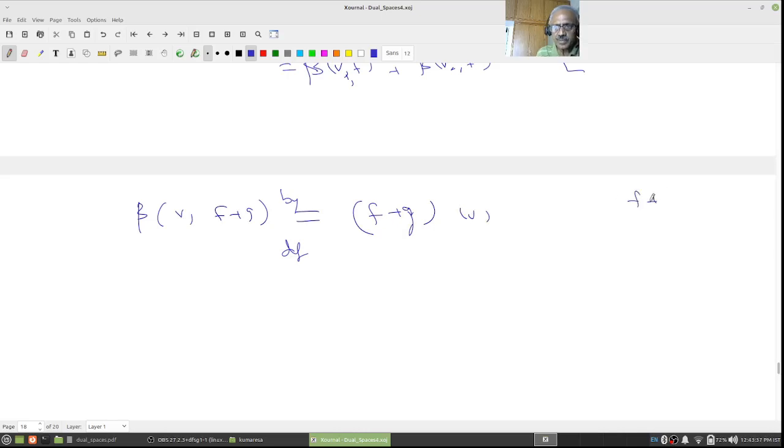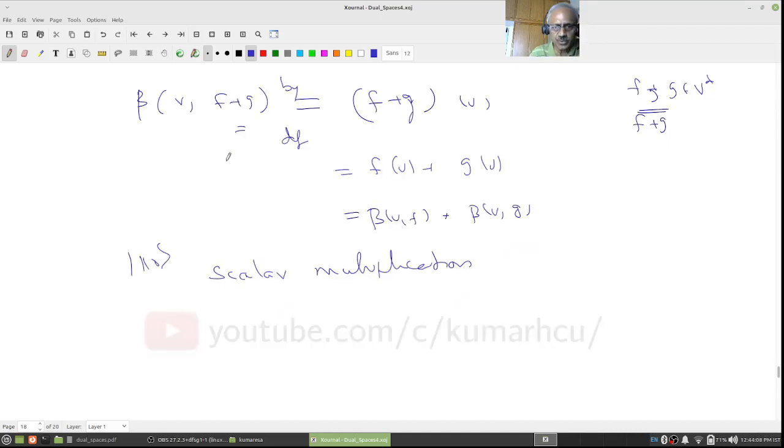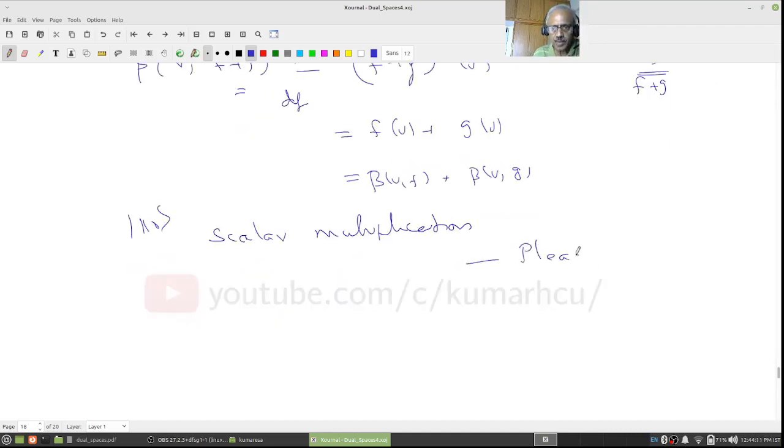Now how did I define vectors f and g in V star? Every time you should go back. How did I define f plus g acting on v? I defined it to be f of v plus g of v. But what is this? This is beta of (v, f) plus beta of (v, g). So same thing, right? So similarly for scalar multiplication. There are two scalar multiplications, that is alpha v and alpha f also. So please check. So this map beta is called a natural pairing.